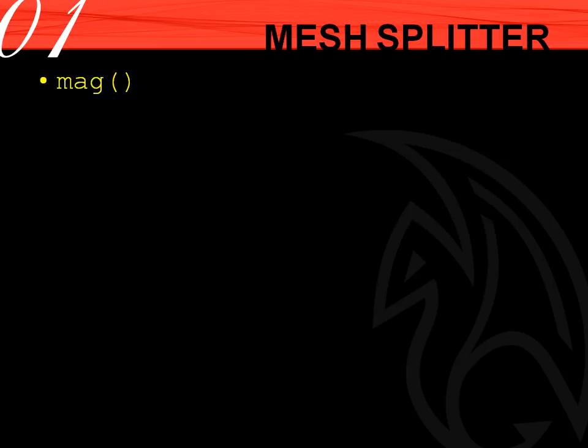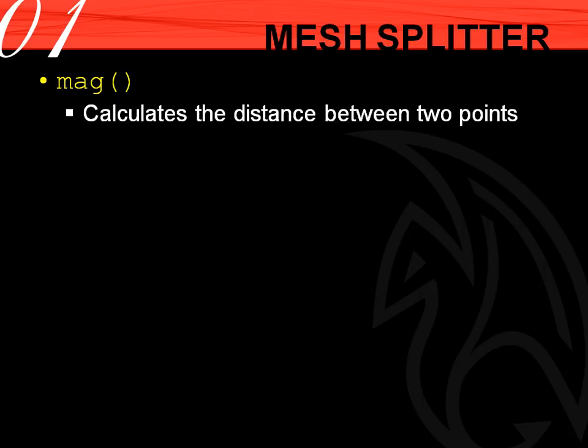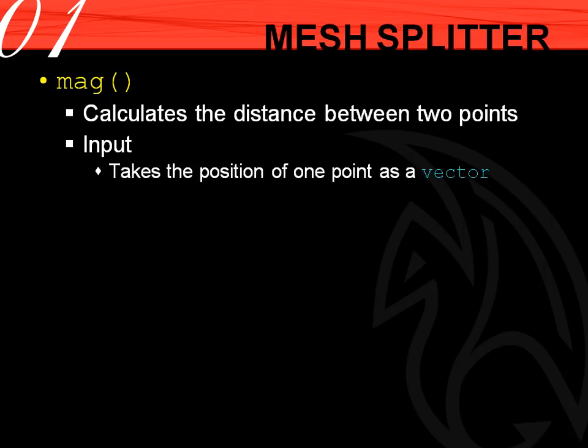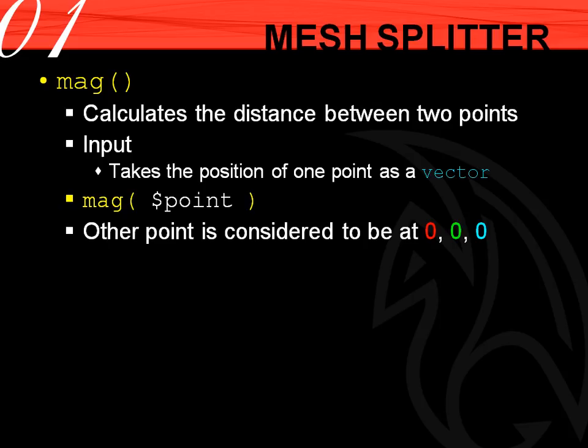So the command to find the distance between 2 points is called mag. It stands for magnitude. What we would do essentially is use this command. The input is very simple. All it is is the position of one point as a vector. A vector essentially being a number with x, y, z coordinates. Okay, so a point in 3D space. So here's the syntax of what you would do. You would call the mag command and then pass it a variable, a vector called point.